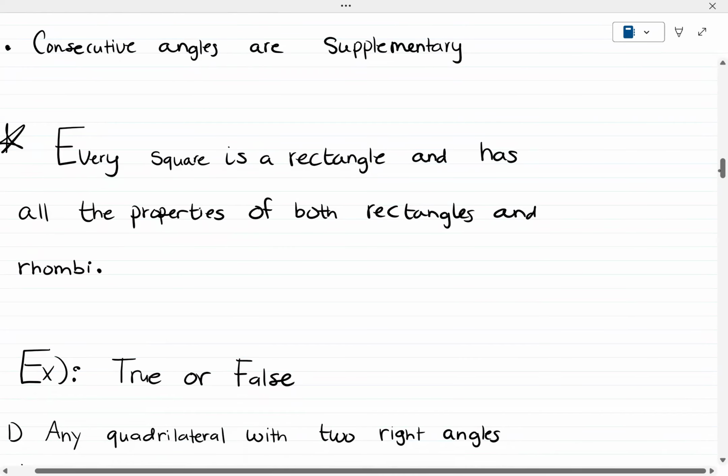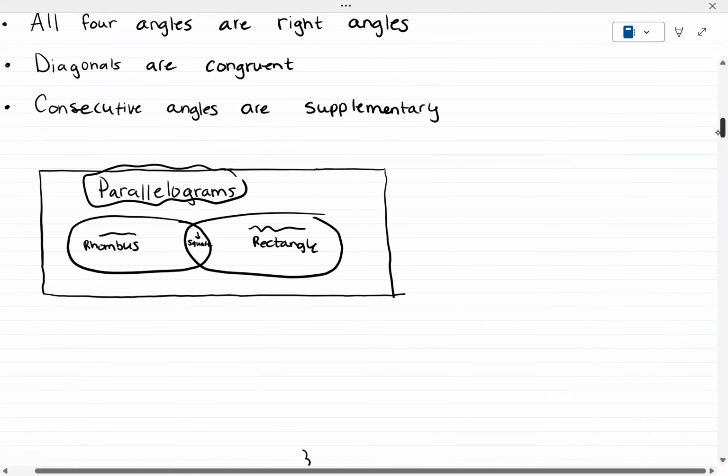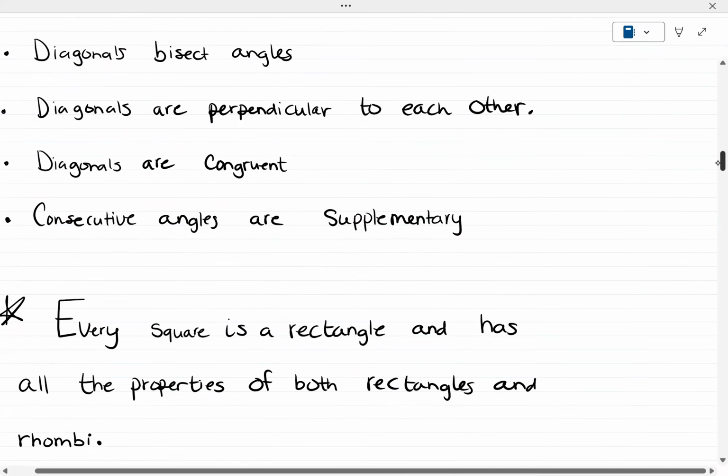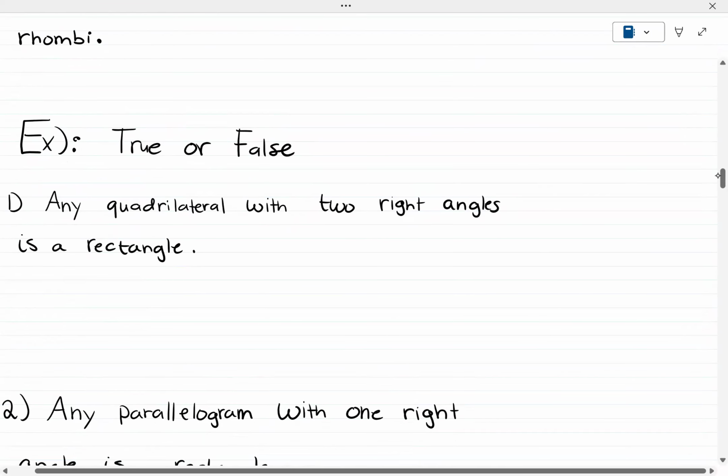So every square is a rectangle and has all properties of both rectangles and a rhombus. So a square is a parallelogram, which is a mixture of a rhombus and a rectangle. Okay, so now you know the special parallelograms.